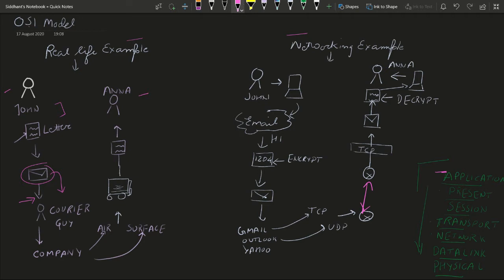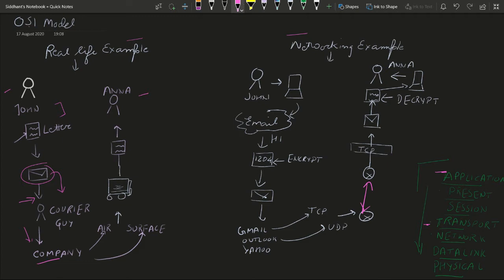Then the courier company will decide how the letter will be transported. Actually, the courier company deciding that comes under the transport layer. The company also decides what is the best path to reach Anna's house.